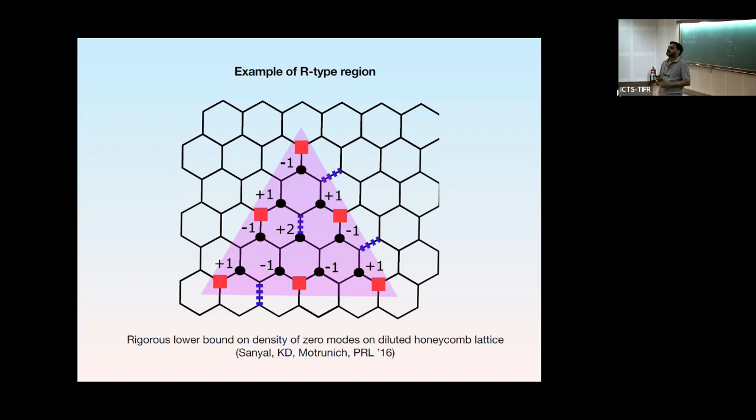Yes. Hi, Kedar. If you take out sites at random, what is the probability distribution of the R regions of a given size? Exactly. So this, for example, I drew this picture.